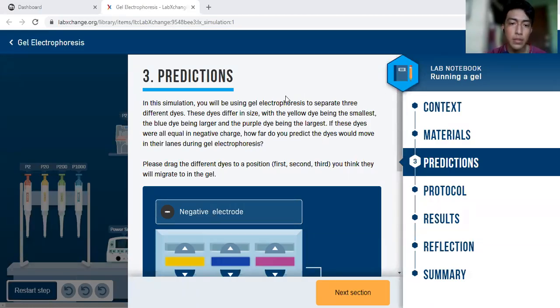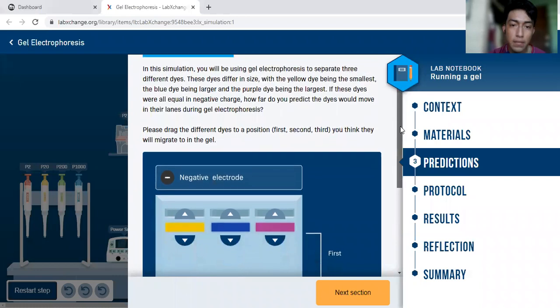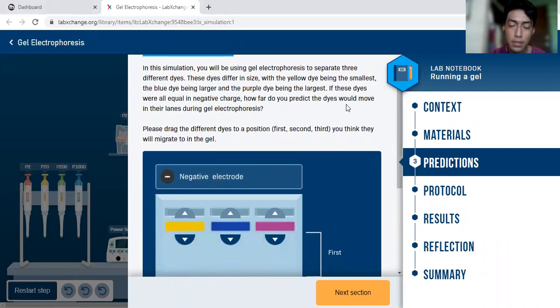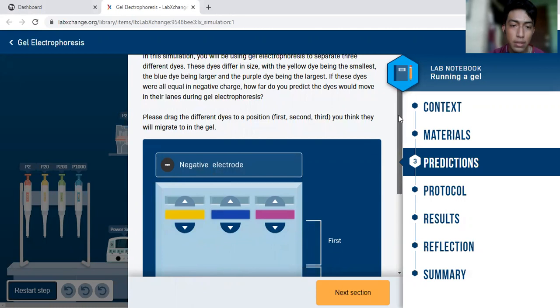So in this simulation, I'll be using gel electrophoresis to separate three different dyes. These dyes are different sizes, with the yellow dye being the smallest, the blue dye being larger, and the purple dye being the largest, in that order. These dyes were all equal in negative charge. How far do you predict the dyes would move in their lanes during gel electrophoresis?